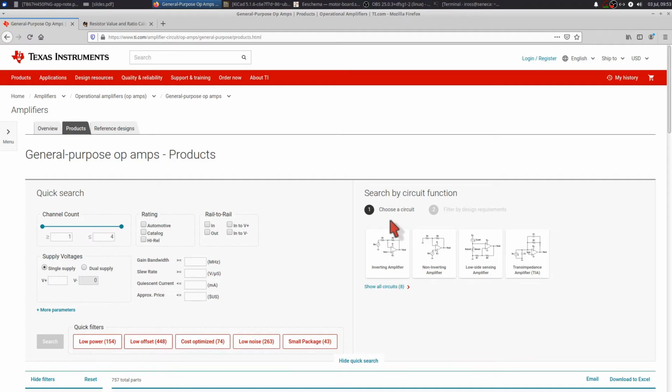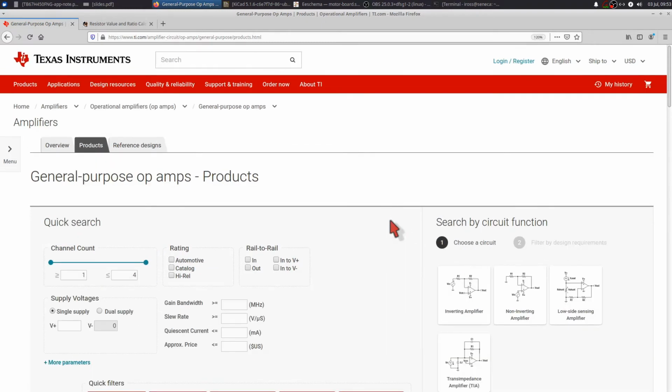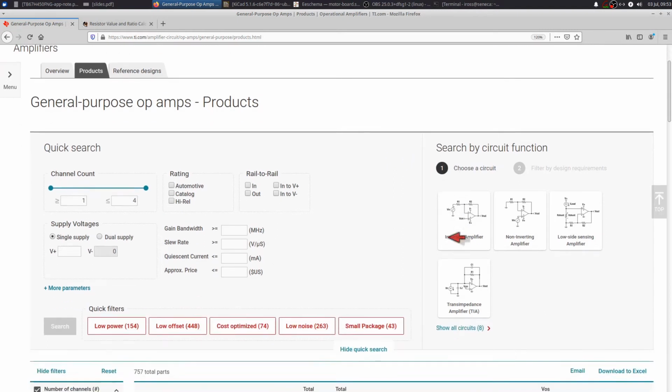It's a bit small maybe. Can I make this bigger? Let me see if I can make this bigger. Yeah, but it doesn't really make the pictures much bigger, does it?